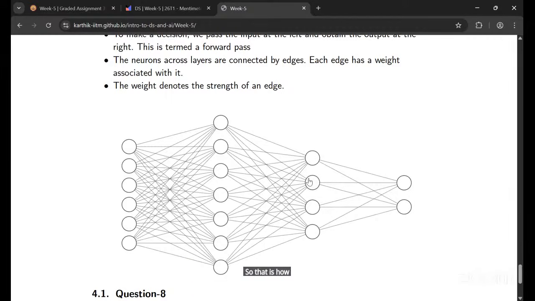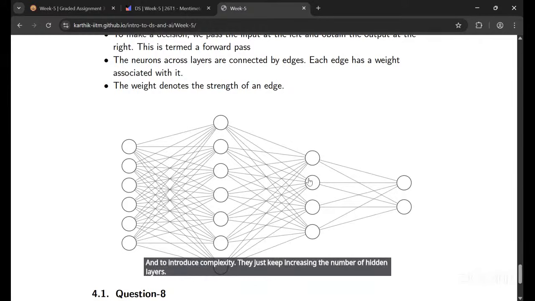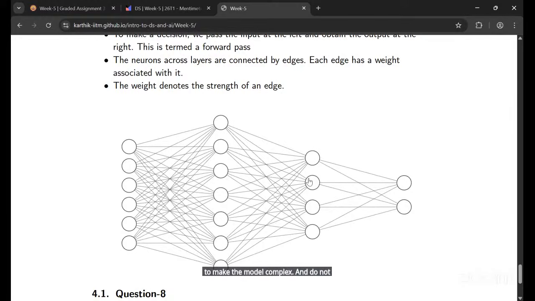So that is how neural networks are designed. They don't use fancy equations for each step. They only use the linear equation, because that is a very simple and raw calculation. To introduce complexity, they just keep increasing the number of hidden layers to make the model complex, and they do not change the very basic logic of each step of calculation. This is how the people who created the neural networks and came up with this paper, and all the transformers and everything, decided to keep it this way. Now, I hope it makes some sense and answers your question.